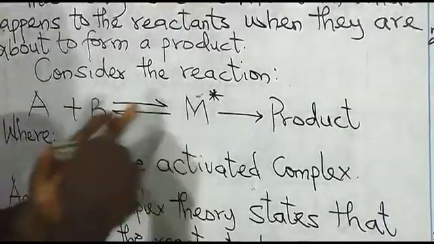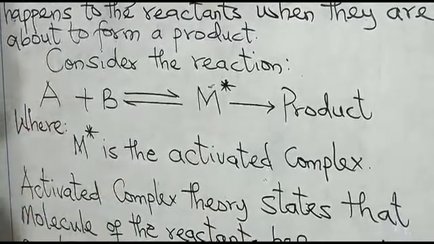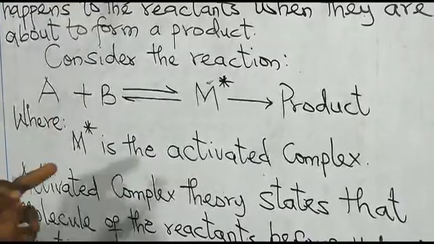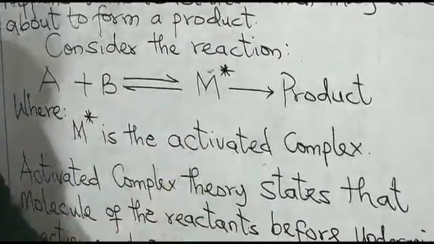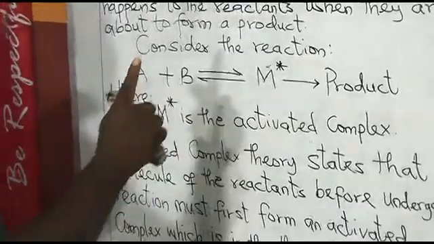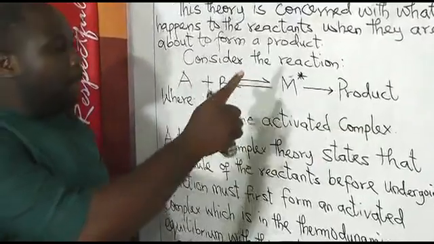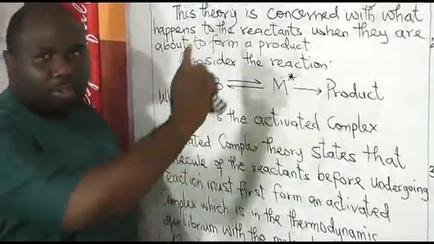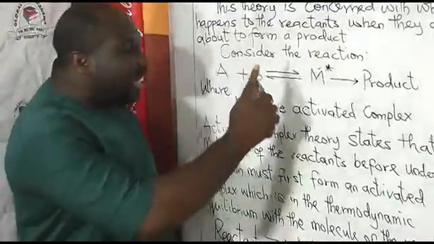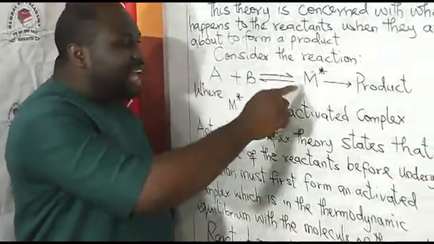What this reaction is saying is that for every collision between reactants A and B, they will not form product directly. What will happen is that they will first of all form an activated complex before decomposing to product at a definite rate. So every reaction has an intermediate. Activated complex is an intermediate.